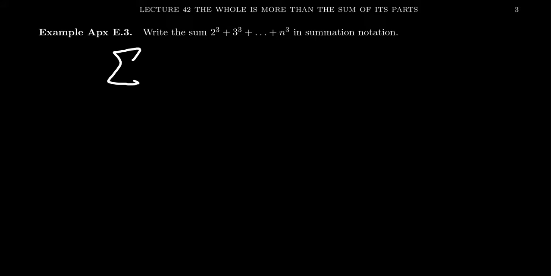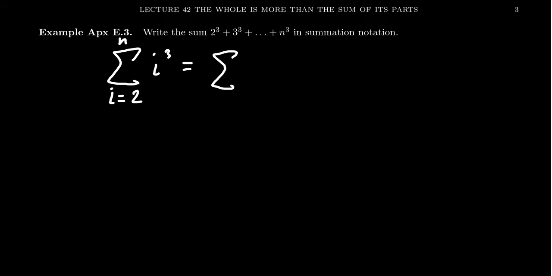We take sigma, where i ranges from, what's the first term in the sum? Well, that's going to look like a 2. Then we go up to the biggest one, n, and we're adding up together i cubed. So that's a possibility. That gives us a sum of these things. But it turns out this is not a unique way. There's more than one way you can actually represent this sum.